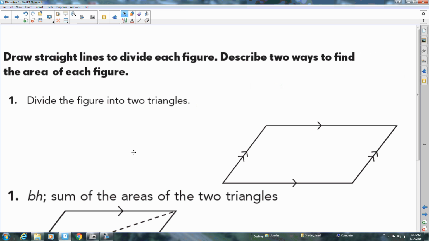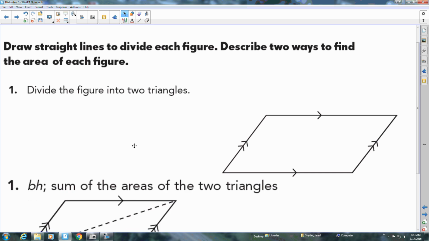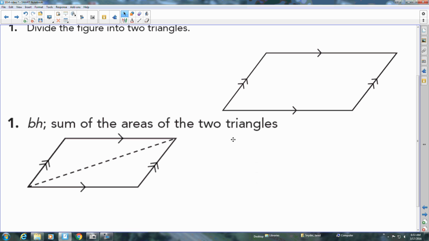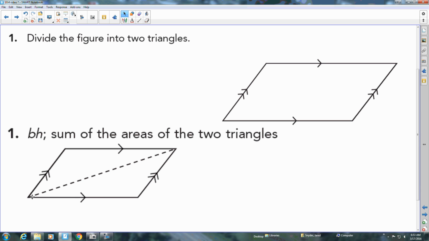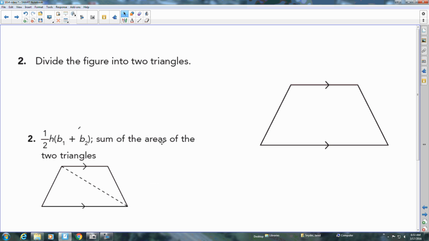Next, it says draw straight lines to divide each figure. Describe two ways to find the area of each figure. All right, so number one, you could do base times height, and then they wanted it into two triangles. So if you split it down the middle, there's one triangle, two triangles, and then obviously you would just add the areas of the triangles together.